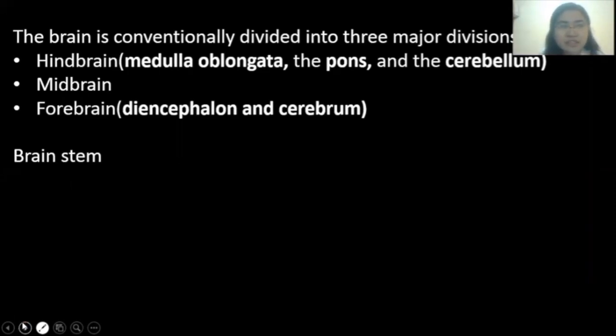The brain is conventionally divided into three major divisions. These are, in ascending order from the spinal cord: the hindbrain, subdivided into the medulla oblongata, the pons, and the cerebellum; the midbrain; and the forebrain, which may also be subdivided into the diencephalon and cerebrum. And lastly, the brainstem, a collective term for the medulla oblongata, pons, and midbrain.